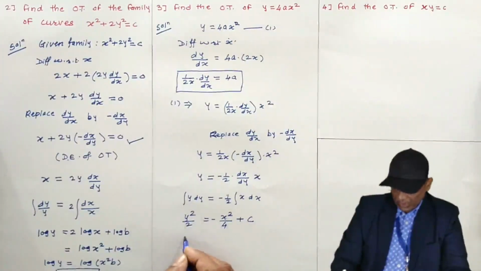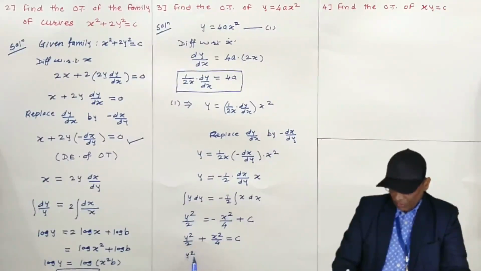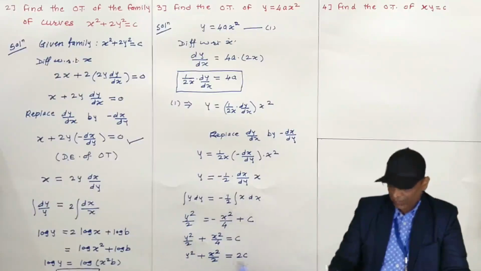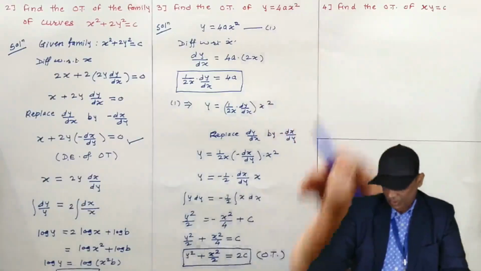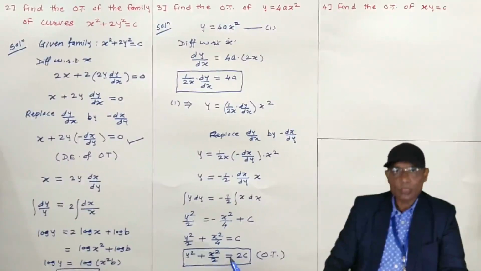Now this is the orthogonal trajectory: y square by 2 plus x square by 4 is equal to c. This 2 is common, so you can multiply it by 2, not divide. It will be 2c, and 2c may be replaced by c also, or by b also. This is the most simplified orthogonal trajectory of this family of curves. This is the most simplified answer.